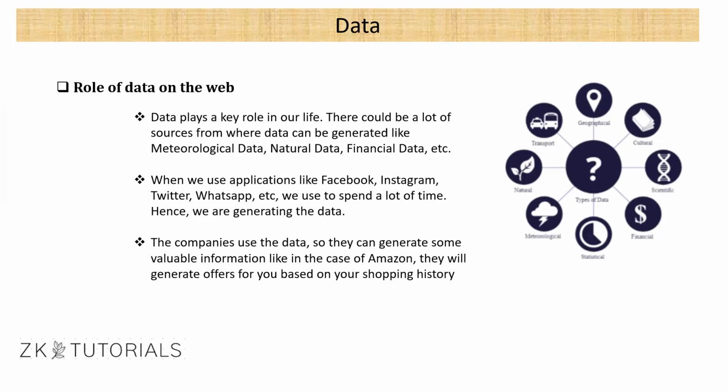There could be a lot of sources from where data can be generated, like meteorological data, natural data, financial data, scientific data, statistical data, geographical data, transport data, etc. Let me tell you a very good example of geographical data, GPS. GPS is a very good example of geographical data.